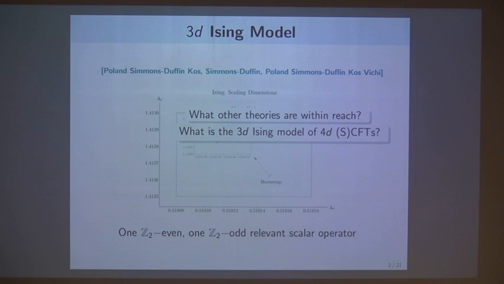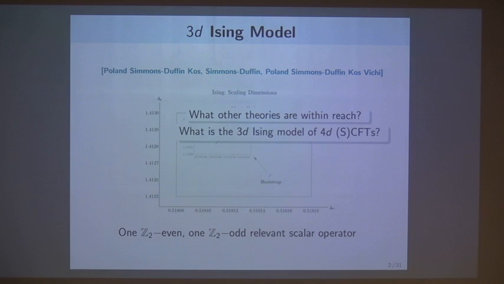What would be the 3D Ising model if I'm interested in four-dimensional theories? And let me actually put in supersymmetry to have a bit more of a constraint on things. So what would be the theory I could hope to reach numerically if I want to consider, let's say, four-dimensional N=2 superconformal field theories?